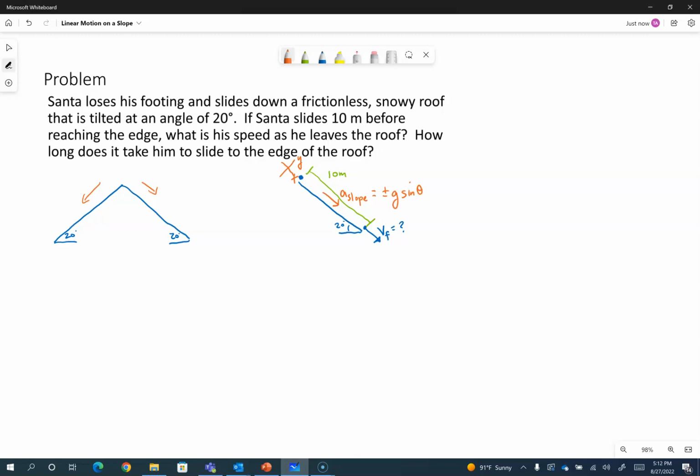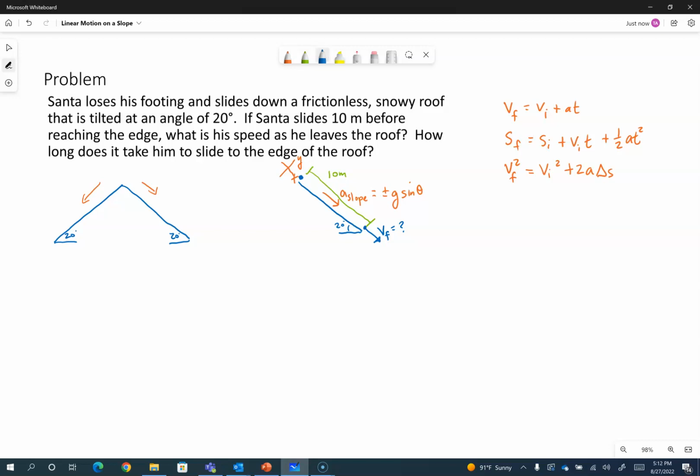So this acceleration is constant as long as Santa is on the slope. g is 9.8, theta is 20 degrees. So as long as Santa's moving along the slope, his acceleration is constant, meaning we can use kinematic equations. Again, I'm just writing them all out to talk about how to choose which one to use.